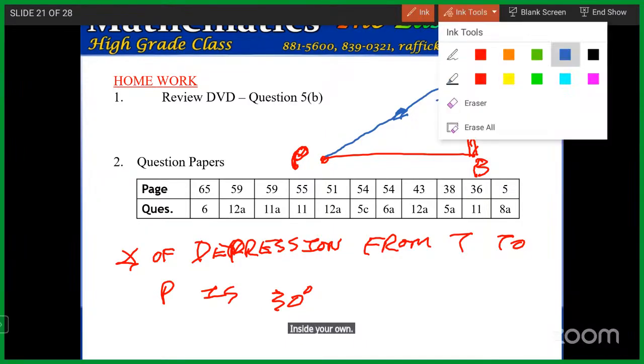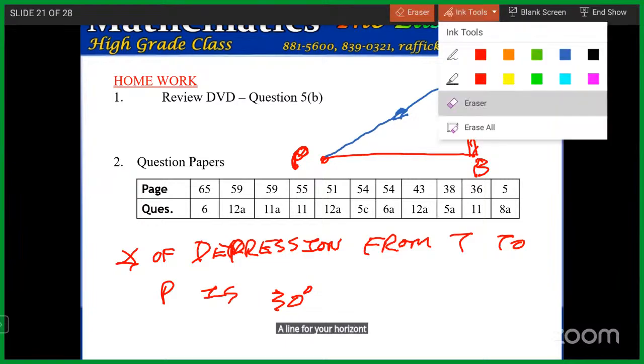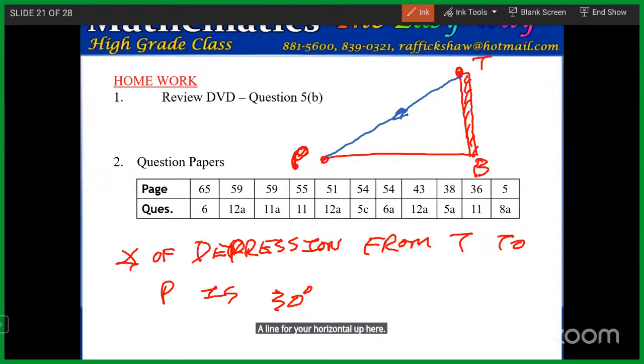So what you have to do is put in a line for your horizontal up here. Let's put it in black, for example. That would be the horizontal. The angle of depression now would be the angle down here looking down. That would be the 30 degrees.